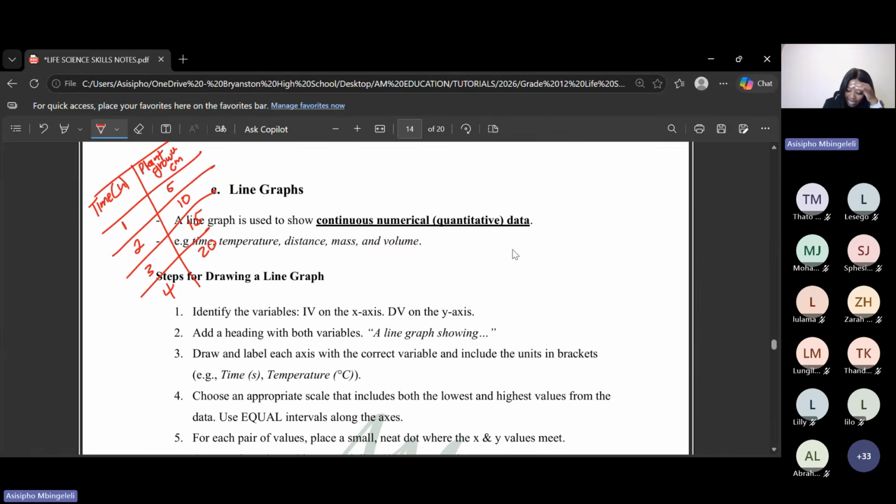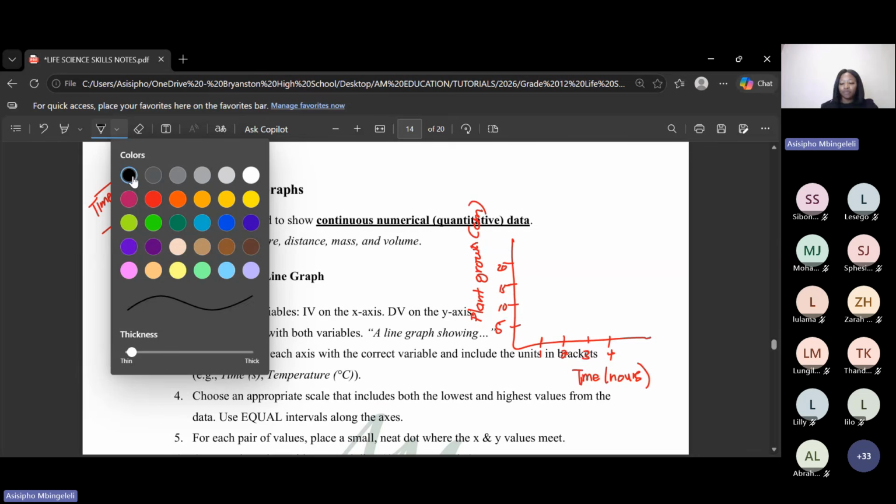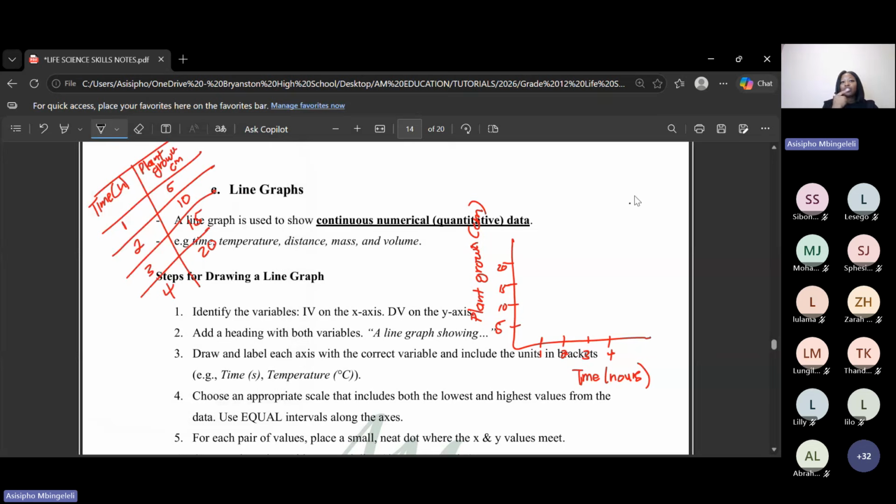You have your time in hours, and then you have your plant growth in centimeters. This one is easy because time is 1, 2, 3, 4, and then here plant growth. These are equal intervals: 5, 10, 15, 20. This is a copy and paste. I am plotting coordinates here. At 1 hour, the plant growth for this particular tomato plant was 5 centimeters. So there is my 1, I pull it up, and then there is my 5.